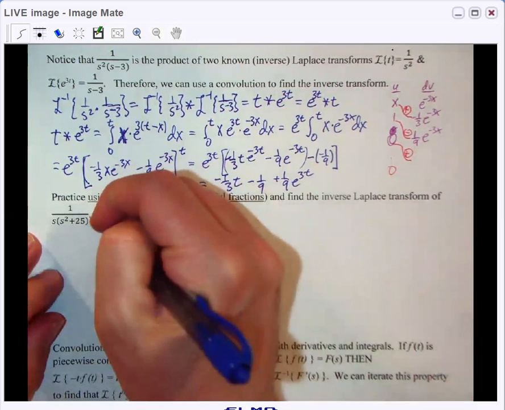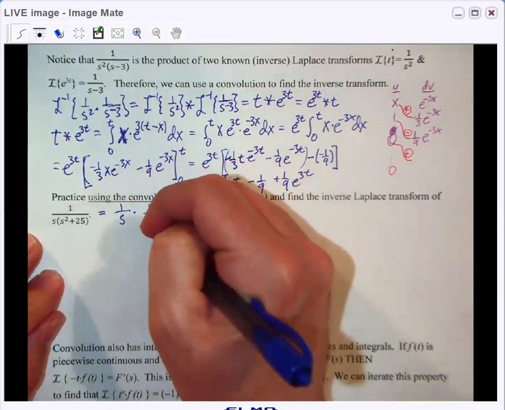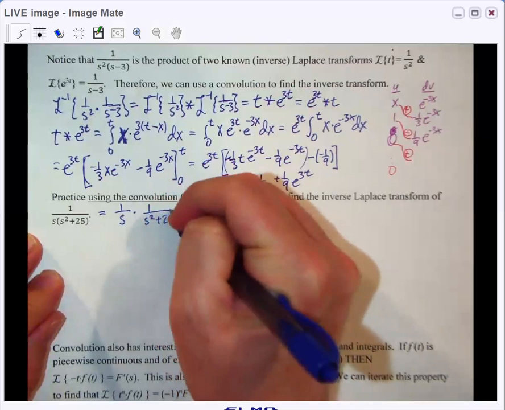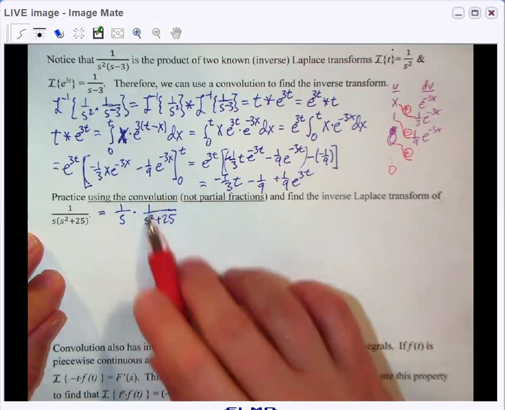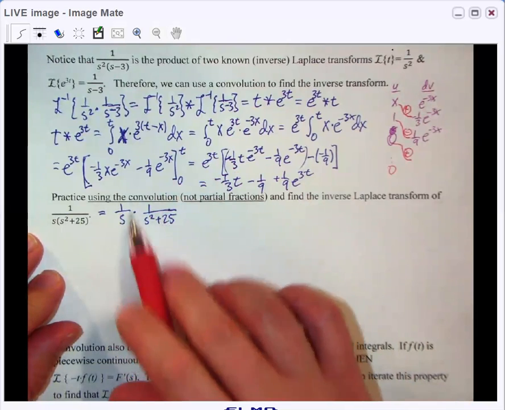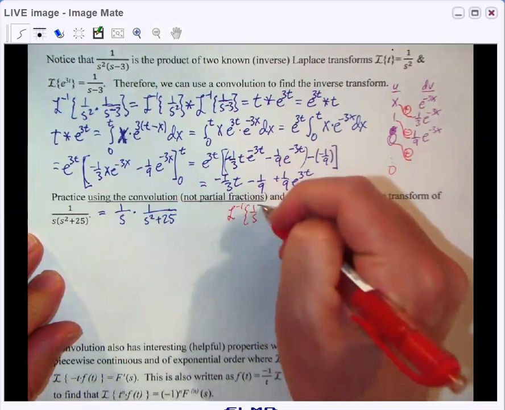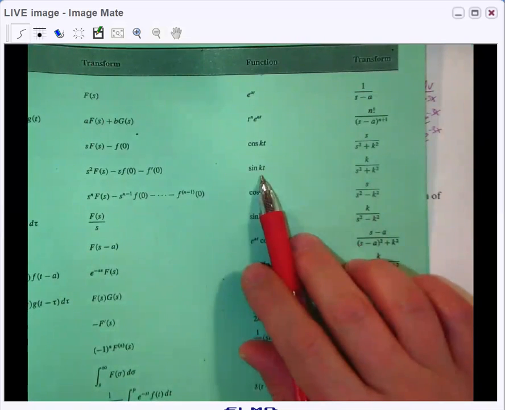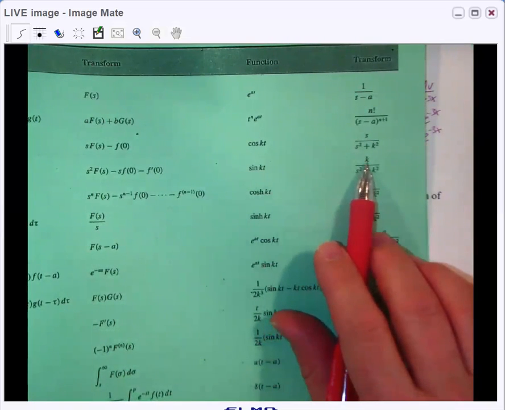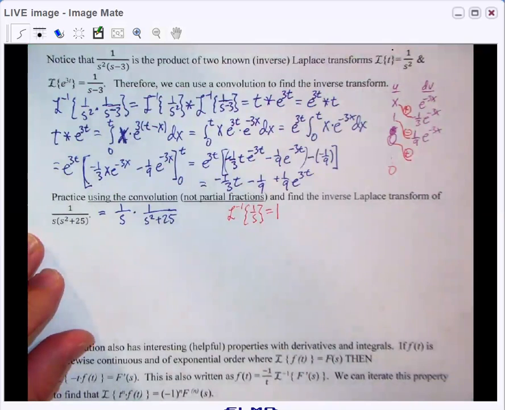Now you'll notice that this looks a lot like, well, I could rewrite it as 1 over s times 1 over s squared plus 25, which is close to, but not exactly, something that we know, at least the second piece. The first piece, we know the inverse Laplace transform for 1 over s. That's easy. The inverse Laplace transform for 1 over s is 1, okay? The second one, though, looks fairly familiar. It looks a lot like the sine of kt, except I'd need a 5 up here, because this is s squared plus 5 squared down here, because 25 is 5 squared.